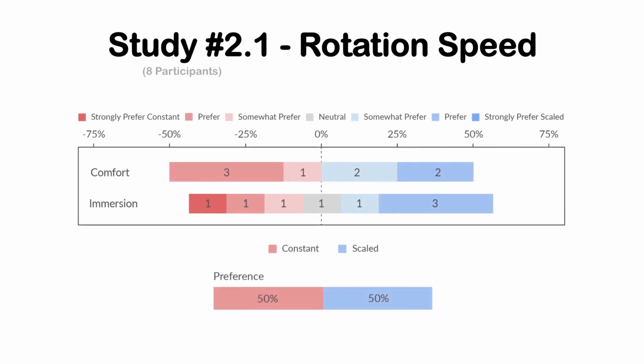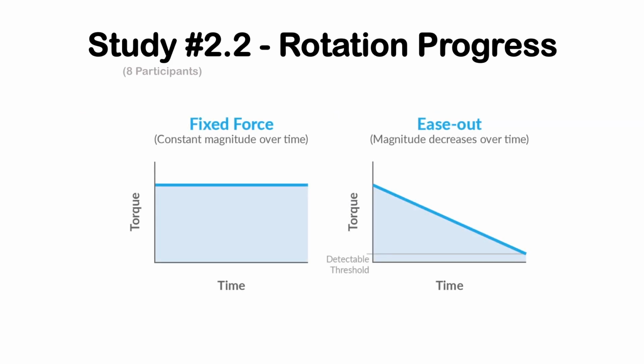Participants were asked to evaluate two paths, one using a constant and the other using a scaled torque haptic design. The results indicate an equal preference for both designs and only a slight difference regarding comfort and immersion. Despite the similar performance of both designs, based on the feedback we received, we eventually selected the scaled design for TurnAhead.